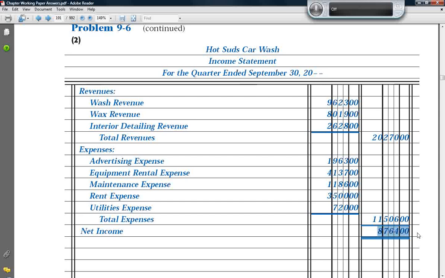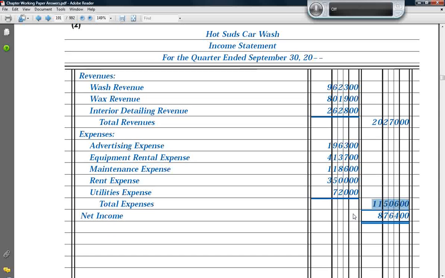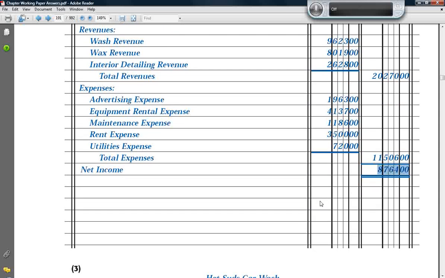I list all my revenue individually in the first column, and the total for my revenue and the total expenses in the second column. So I have total revenues of $20,270. I have total expenses of $11,506. Remember, single ruling after the individual amounts in the first column, bringing the total into the second column. And I have net income of $8,764 with a double rule signifying that I'm finished. Now, that number is going to be important because we need to add that $8,764 to our owner's capital.